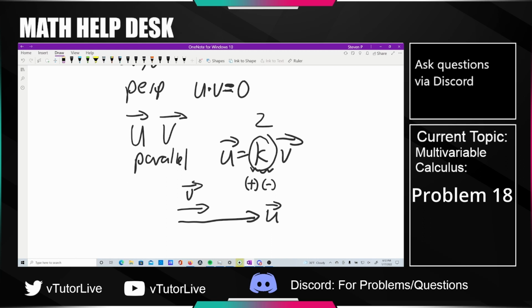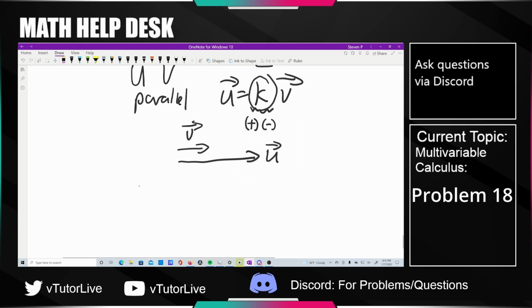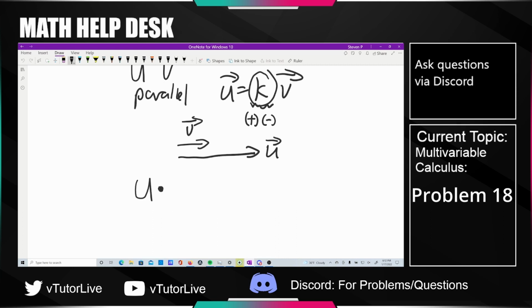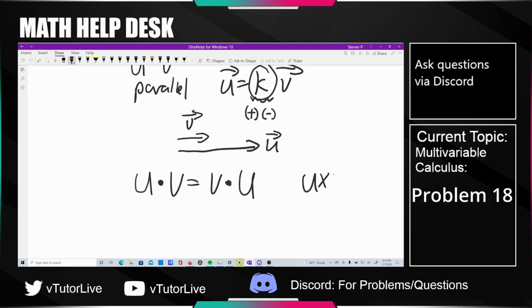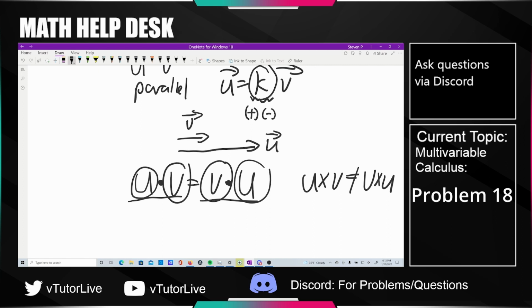Keep in mind that for the dot product, U dot V is equal to V dot U. But that wasn't true for the cross product. For this particular product, because we're using the dot product, this saves you some work because if you check U dot V, you don't have to check the other way around. You see what I'm saying?